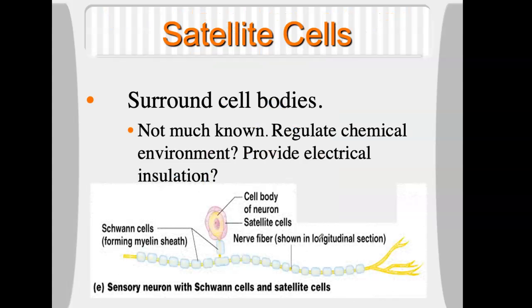The last one is the satellite cells. Satellite cells surround cell bodies. We don't know a whole lot about it, but it's these little hats here that we can see on the actual cell body. We think they might regulate chemical environment. We're not sure. Maybe they provide some sort of electrical insulation. We're still uncertain exactly what these satellite cells do.